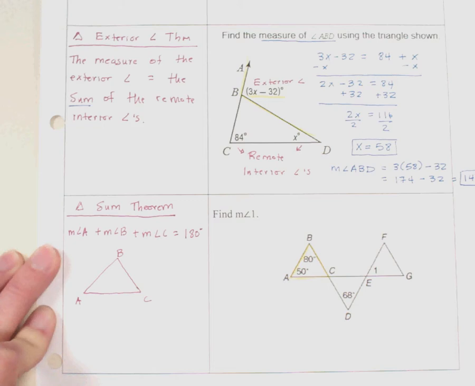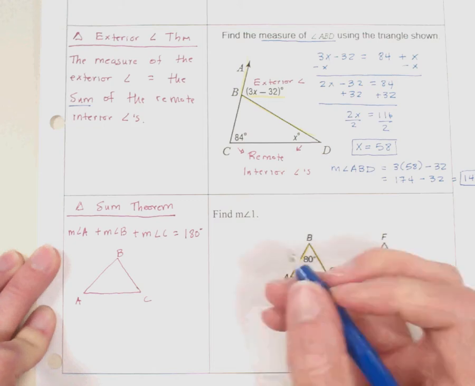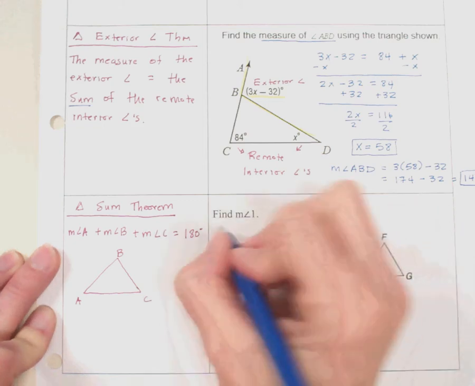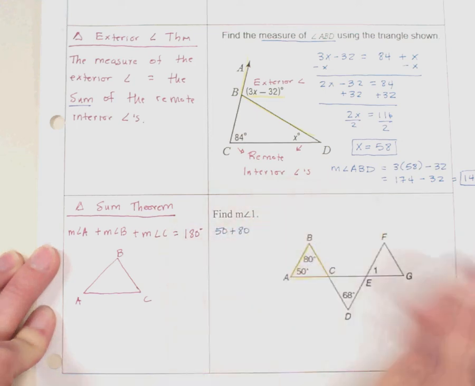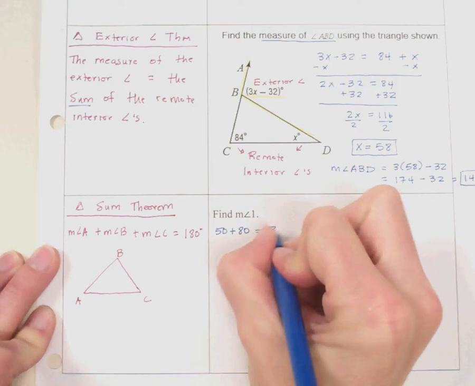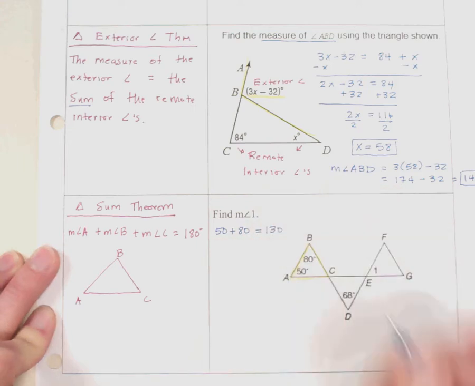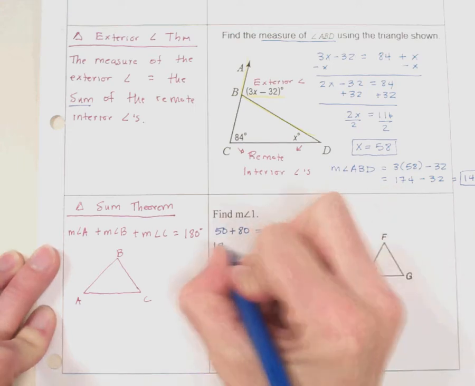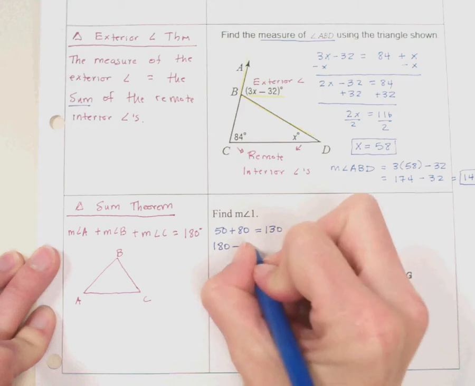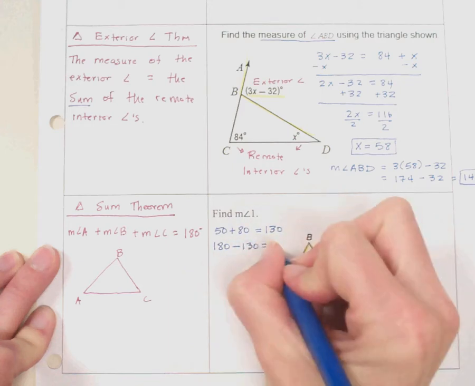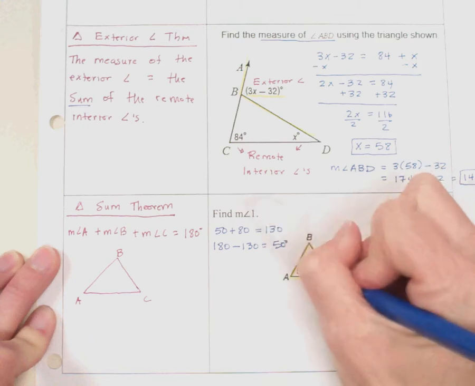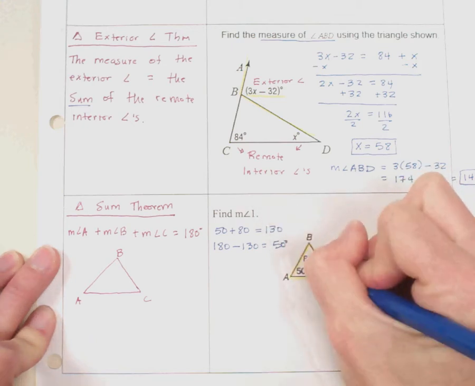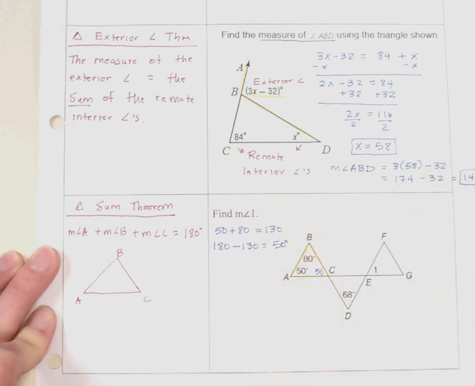So to find the measure of angle BCA, I'm going to take 50 plus 80. 50 plus 80 is 130. And I'm going to subtract 130 from 180. So 180 minus 130 is 50 degrees. So the measure of angle BCA is 50 degrees.